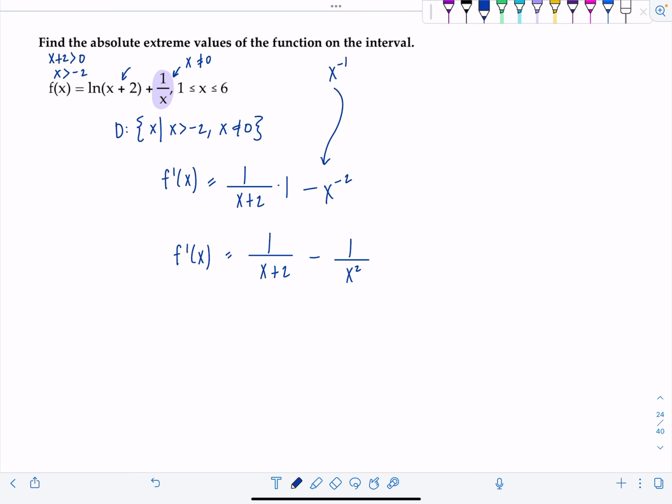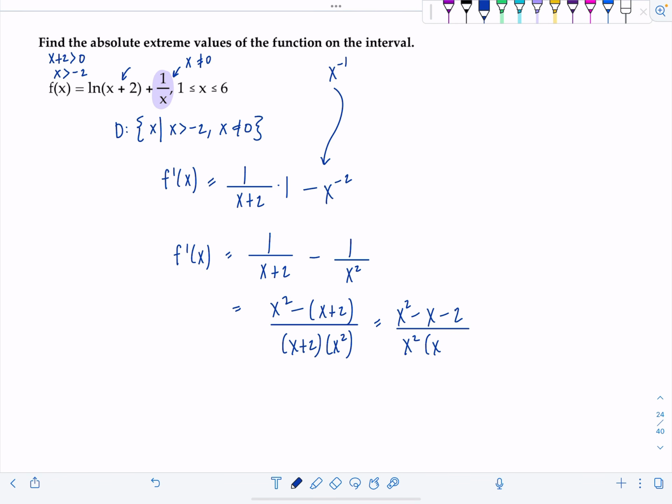And you betcha we're going to get a common denominator. So I'm going to multiply the first term by x squared, second one by x plus 2, those parentheses are life-changing, over x plus 2 times x squared. And then I'm left with x squared minus x minus 2 over, let's write x squared and then x plus 2 only because it looks nicer. All right, just being real.